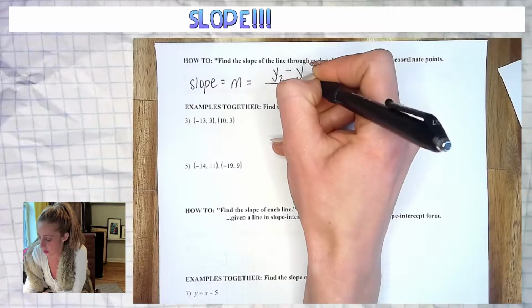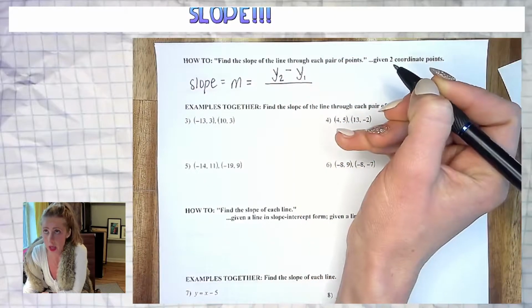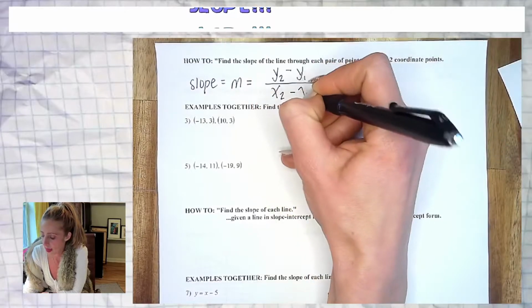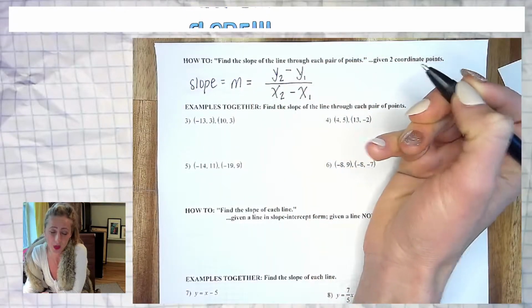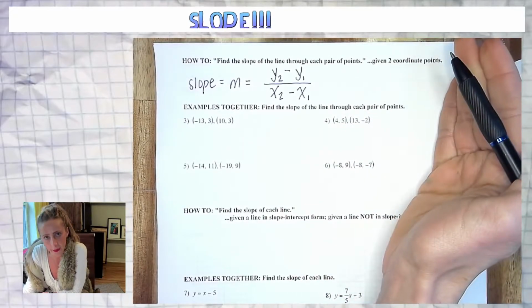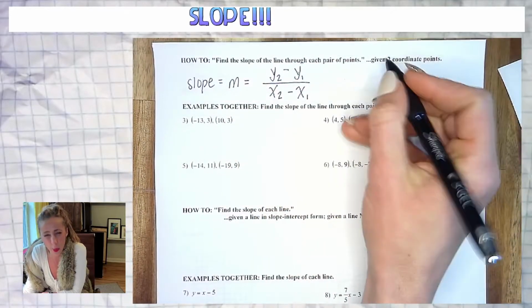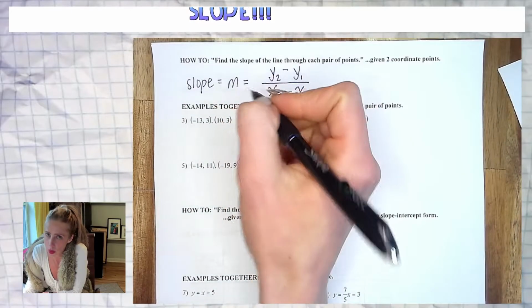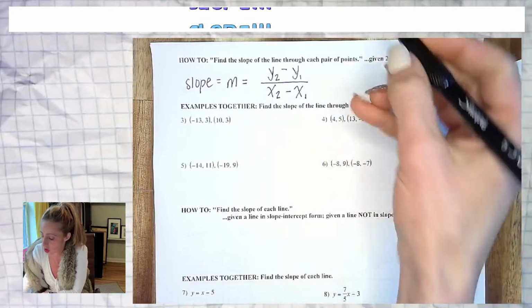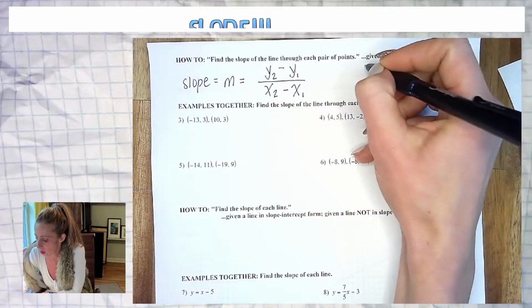Remember and say to yourself a million times, y goes up high in the sky, so you remember y goes on top. Main reason people get questions wrong is because they put the x on top. X comes first in the ordered pair. X comes first when you're plotting a point, but y comes first when you're doing the slope, okay? So say it to yourself 100 times, whatever you need to do to get that memorized.